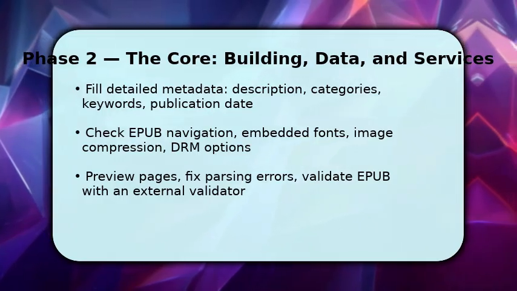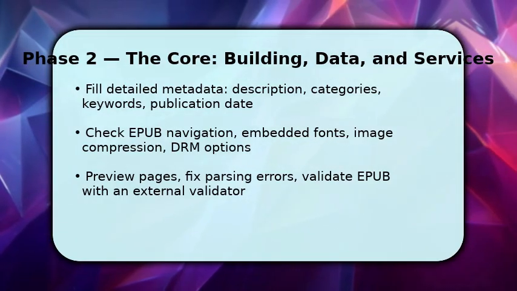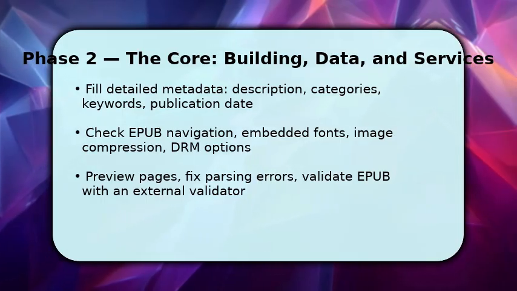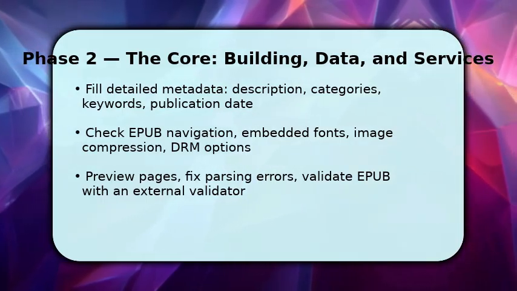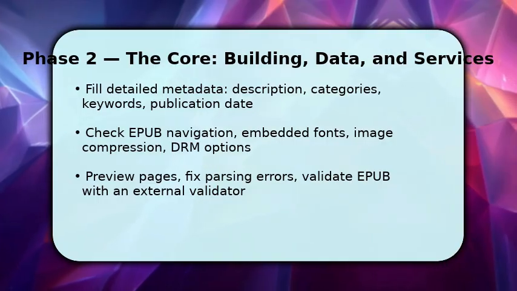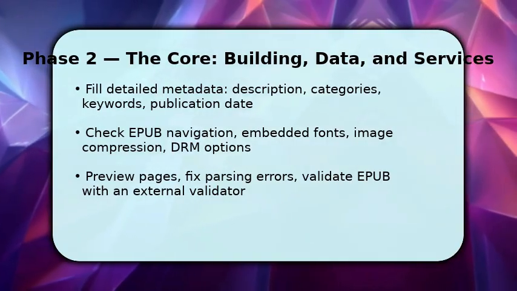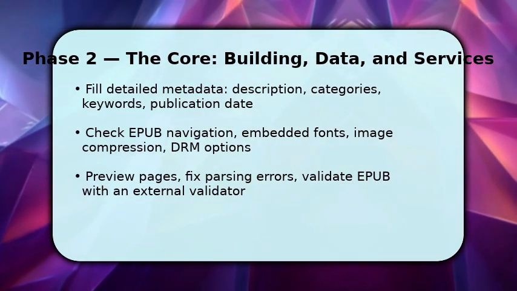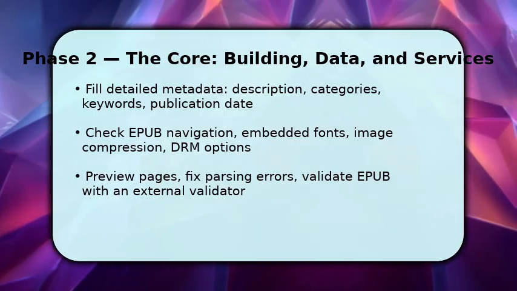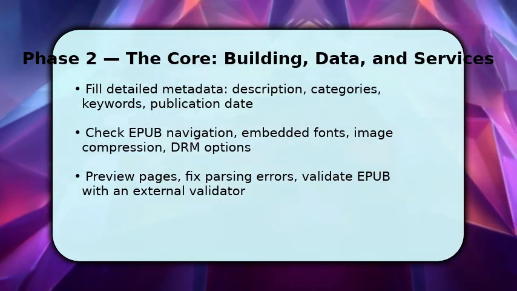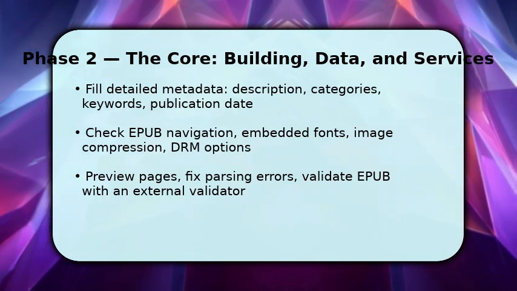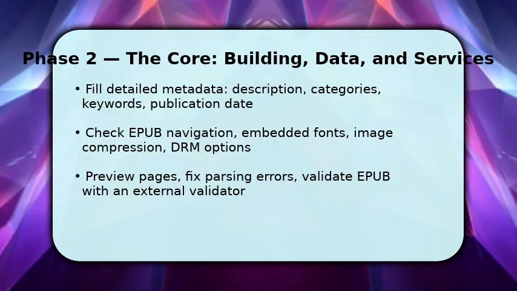Upload the EPUB and inspect internal navigation, fonts, and image sizes. Compressed images speed loading, but avoid visible artifacts. Choose DRM only if you need copy protection, because it affects user access. Use the built-in previewer to scan layout and fix parsing errors. Then validate with an external EPUB validator to catch structural issues before publishing.